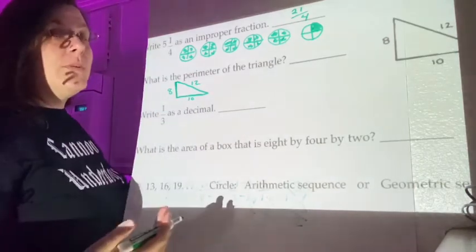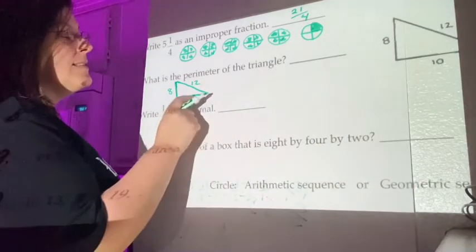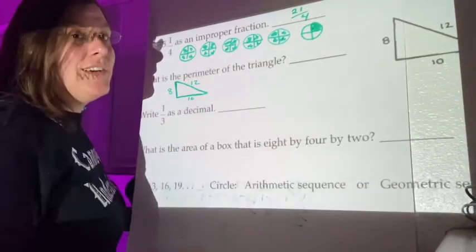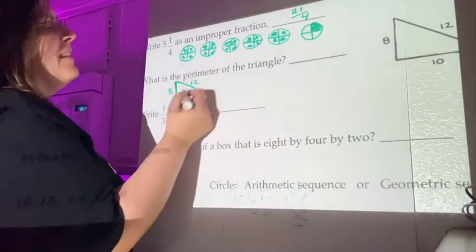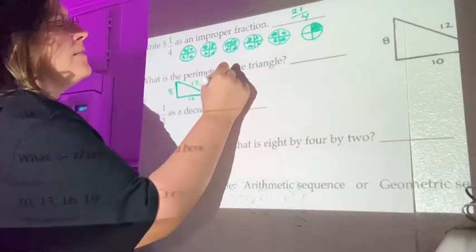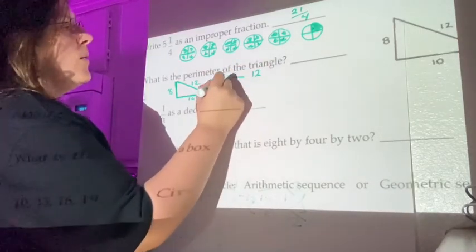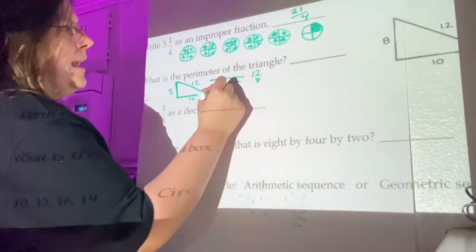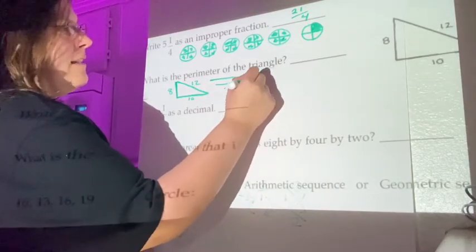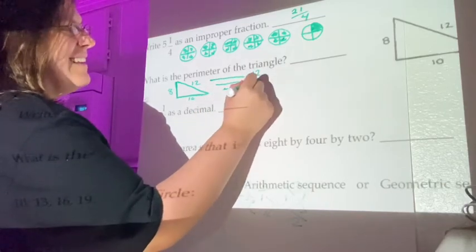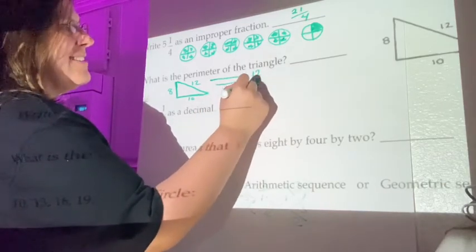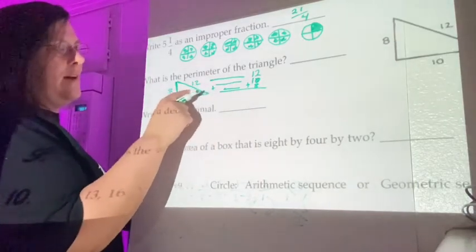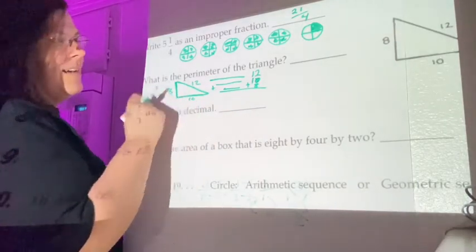If we're going to do perimeter, all we have to do is take the sides and do what with them? We're going to add them. So we're going to take the 12, add that. We're going to take the 10, add that. We're going to take the 8 and add that. And that's all you got to do. You're not adding the little bit inside. You're just adding the outside lines.